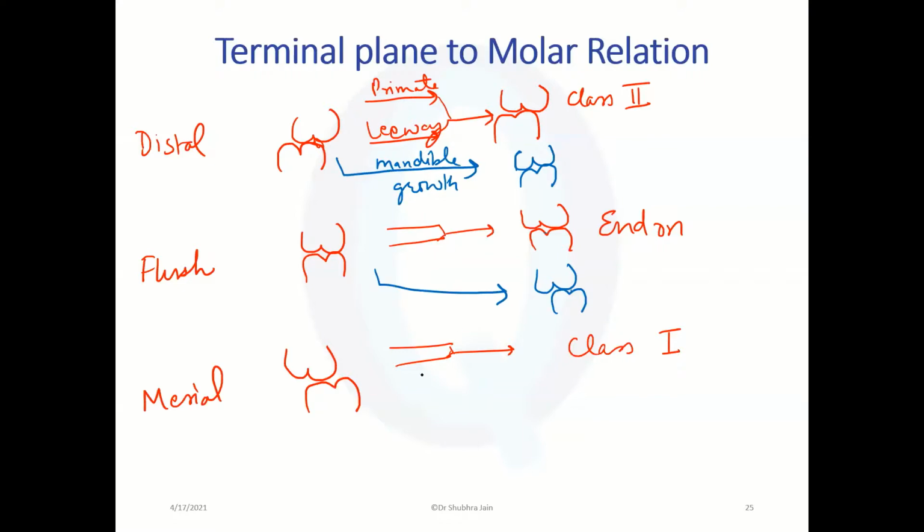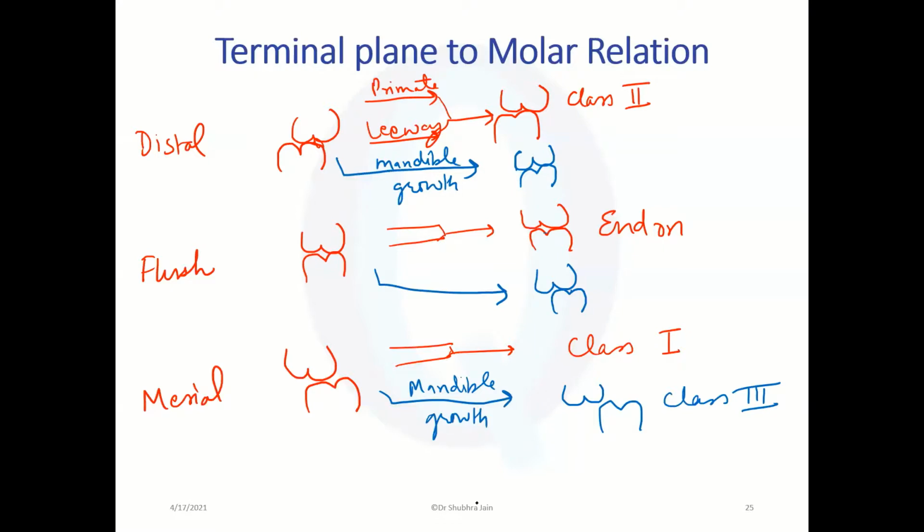What happens if the mandible grows in mesial step relationship? If the mandible grows in mesial step relationship, it is going to turn class 3. So mesial step relationship leads to class 3 only when the mandible grows. There is excessive growth of the mandible. If there is no excessive growth of the mandible, then it may turn into class 1.